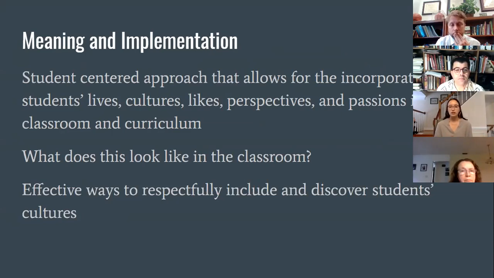So culturally relevant teaching is a student-centered approach, and a student-centered approach is where students express what they're interested in learning, and they also play a role in planning, implementation, and other classroom decisions. So this allows for the incorporation of students' lives, cultures, likes and dislikes, perspectives and passions, all to be included into the classroom as well as the curriculum. And this can be really important for our Black and Brown students who also oftentimes feel forgotten about in the classroom. So what does this look like?